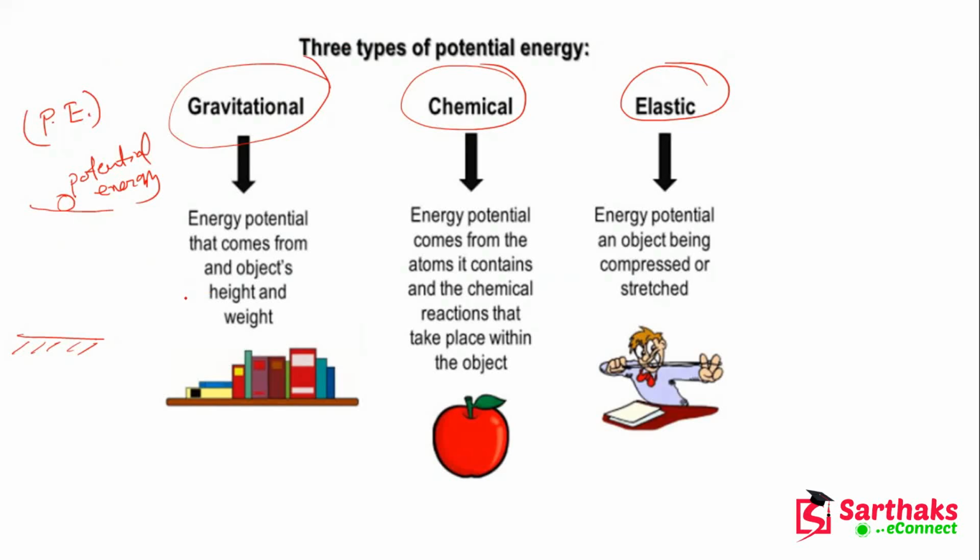Now the chemical energy. Chemical potential energy comes from the atoms it contains and the chemical reactions that take place within the object. Elastic potential energy is that of an object being compressed or stretched. Here your friend is stretching a rubber band, so you can see that when an object is compressed or stretched, we have some potential energy. So there are three types of potential energy. The first one is the gravitational.